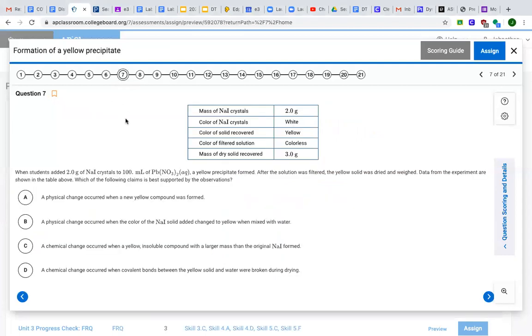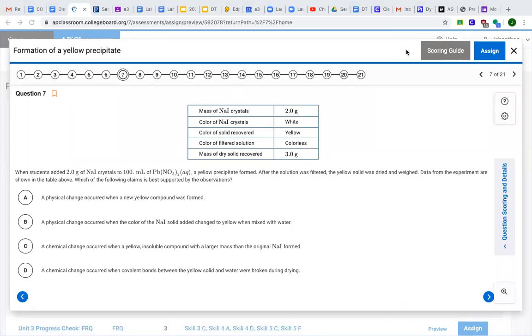All right, number 7. Mass of sodium iodide crystals, color of the crystals, color of the solid recovered, color of the filtered solution, mass of dry solid recovered. When students added 2 grams of sodium iodide to 100 milliliters of lead nitrate, a yellow precipitate formed. After the solution was filtered, the yellow solid was dried and weighed. The data from the experiment are shown in the table above. Which of the following claims is best supported by the observations? Go ahead and take some time to think about this. We'll take 3 minutes and then we'll chat as a group.